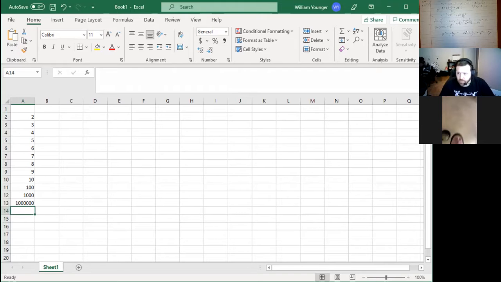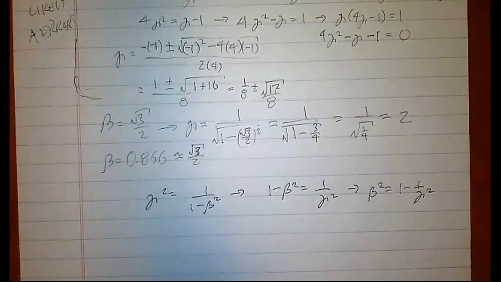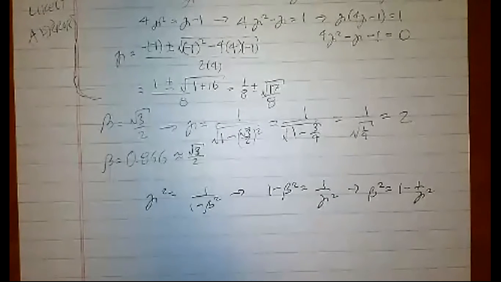So let me stop sharing my screen real quick. Okay, when I did this part, this is where the error came in, because I made this gamma minus 1/gamma squared. That would have to be gamma squared minus 1. That's where the mistake came in.